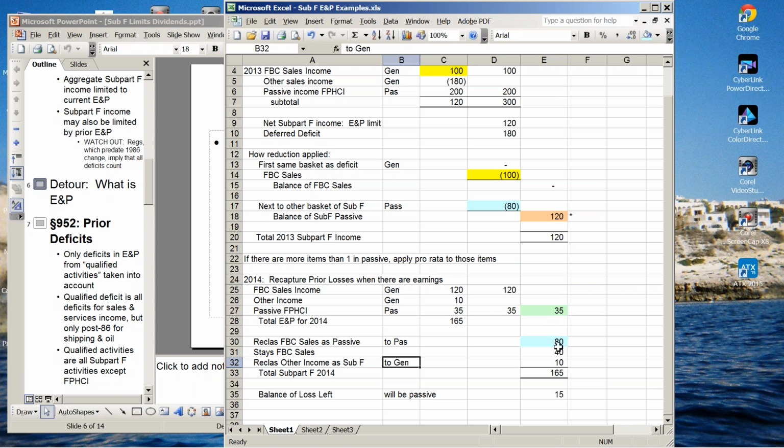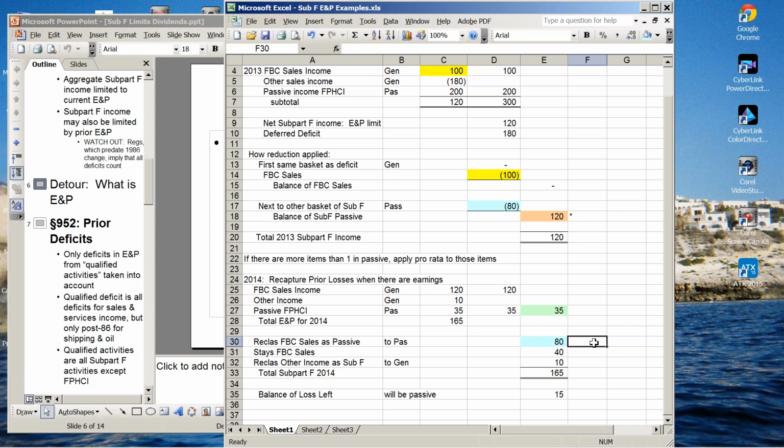Then in addition, we have a reclassification of this other income. We had 100 of deficit in the general basket non-Subpart F used to offset Subpart F income in the prior year. So this 10 of other non-Subpart F income gets reclassified as Subpart F income this year. What that gives us for this year is all of our income, because of this 180 deficit, all of our income is Subpart F.